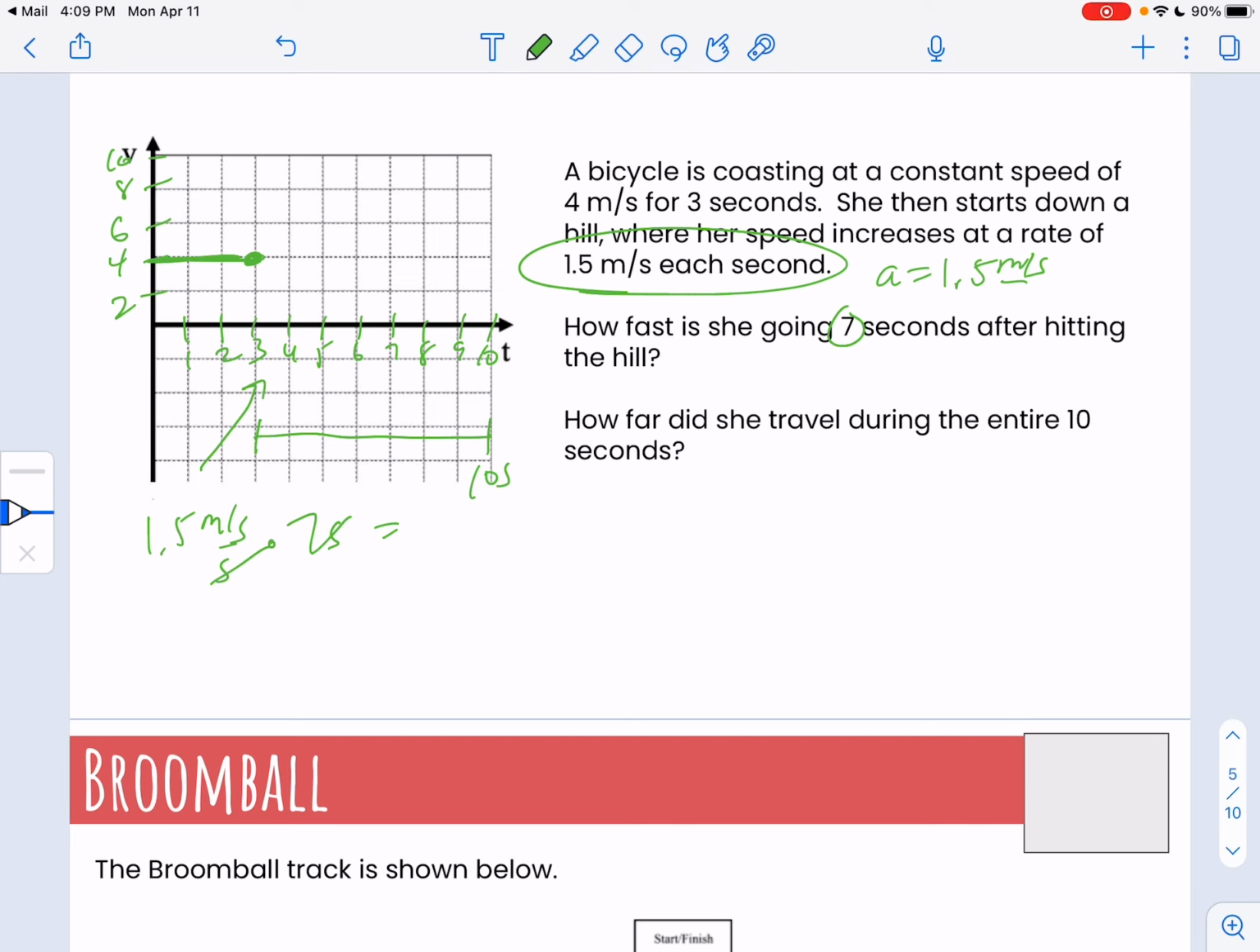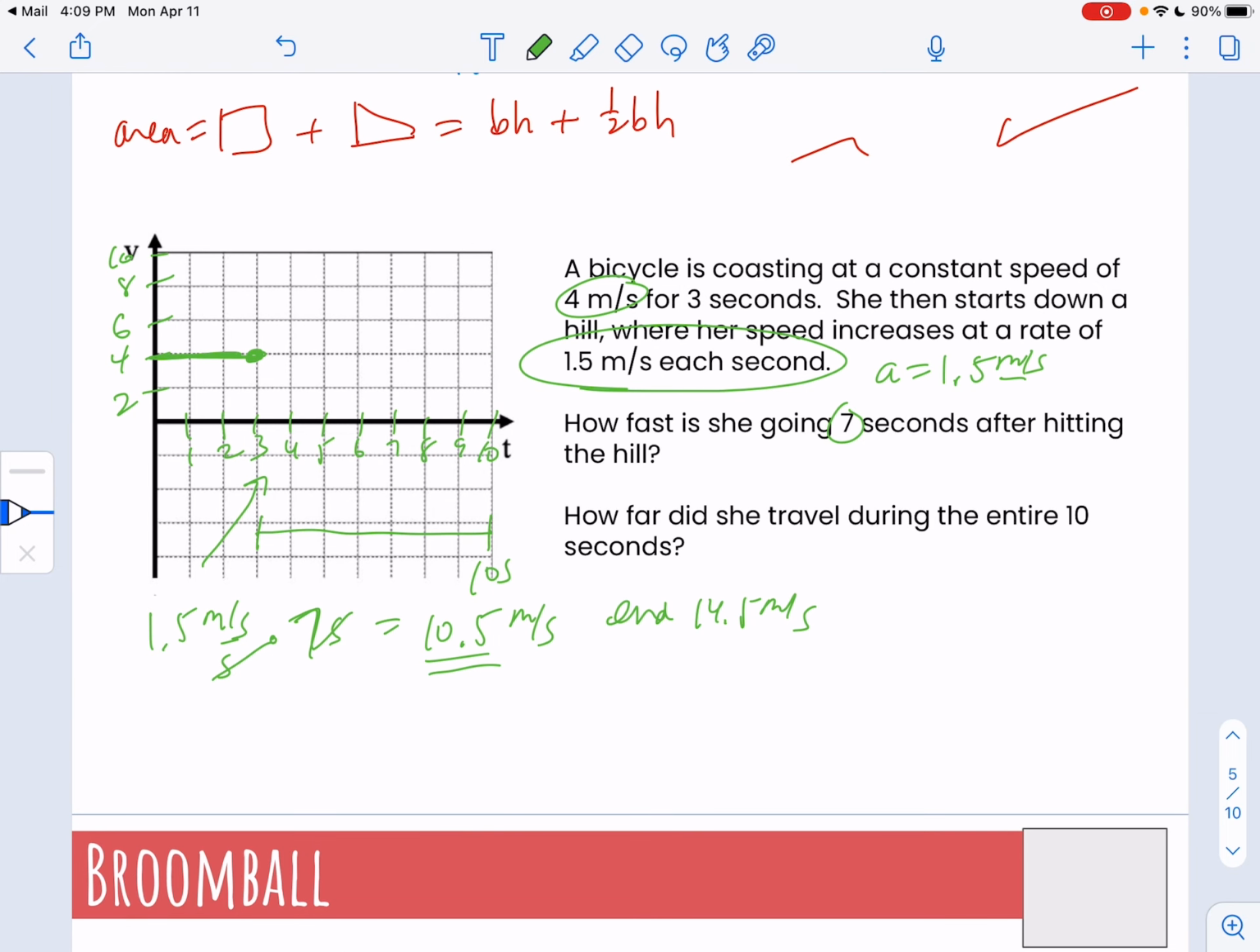seconds, I can see how much speed I'm going to gain. 7 times 1.5 is, I believe, 10.5 meters per second. If I started at a velocity of 4 meters per second, I'm going to get that much faster. So I'm going to end at 14.5 meters per second by the time I get to 10. I'm going to have to extend this graph a little bit.